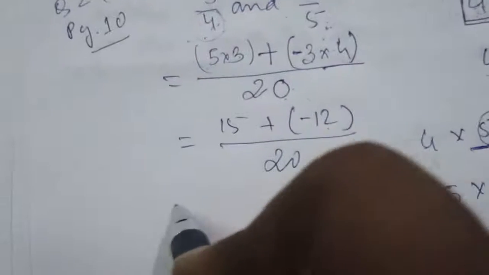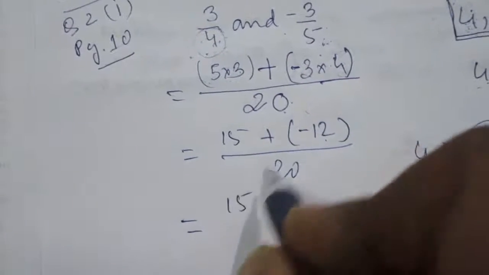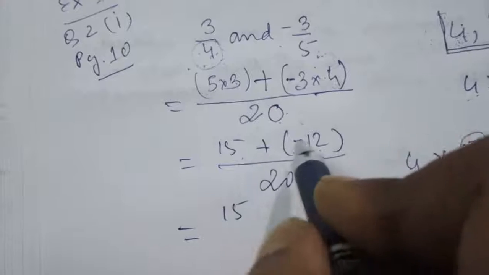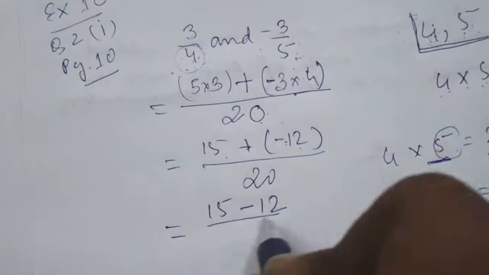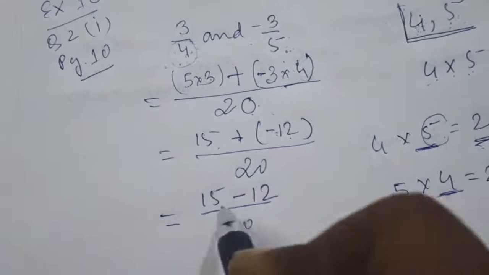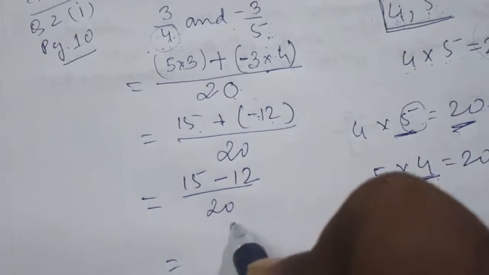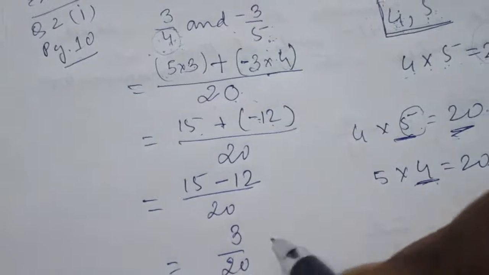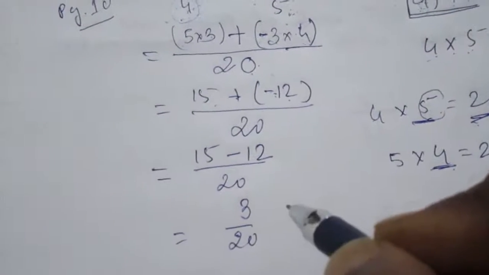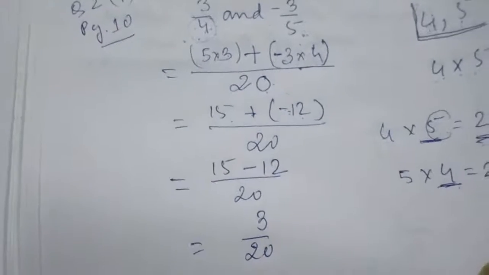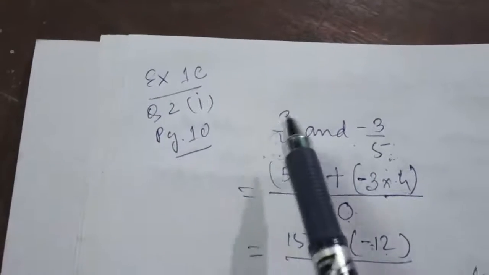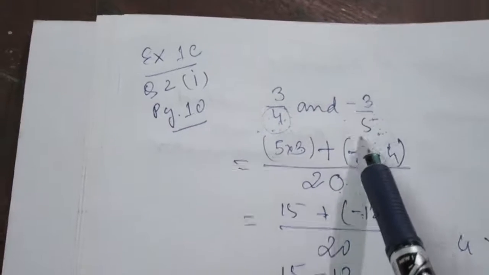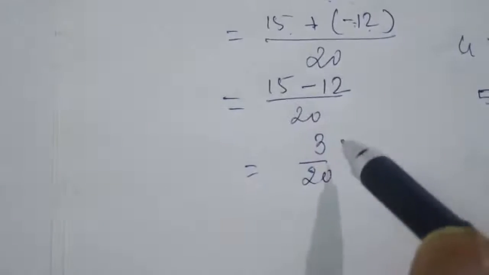Okay. Now again, 15 plus and minus will give me how much? Plus and minus will give me minus. So 12 by 20. So 15 minus 12 is how much? 3 by 20. Okay, so 3 by 20 is the answer. So the addition of 3 by 4 and minus 3 by 5, the answer is 3 by 20.